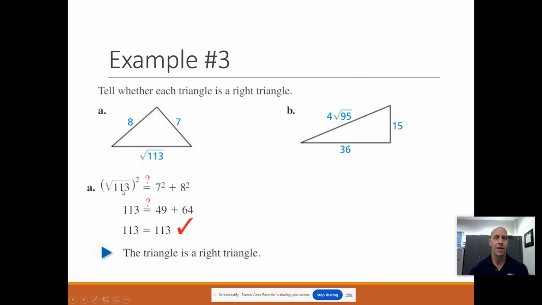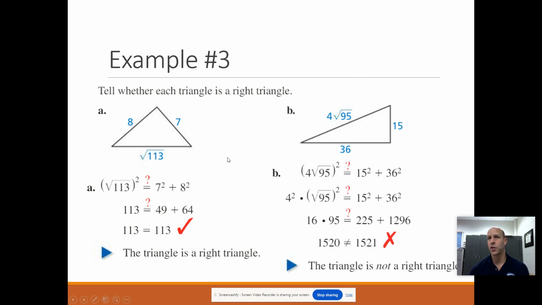So then we plug that in. We've got our c squared equals a squared plus b squared. We work it out. So when you square, the square root goes away. And then, of course, 7 squared is 49, 8 squared is 64, 113 equals 113. So therefore, even though we didn't have the measure shown to be a right angle, it turns out that that is indeed a right angle, and therefore that is a right triangle by the converse of the Pythagorean theorem.